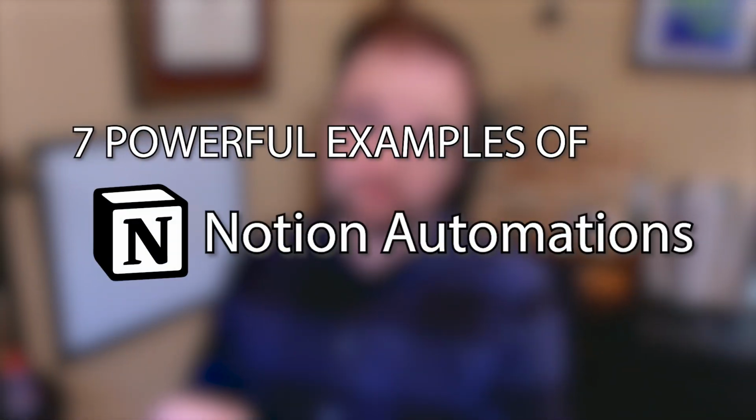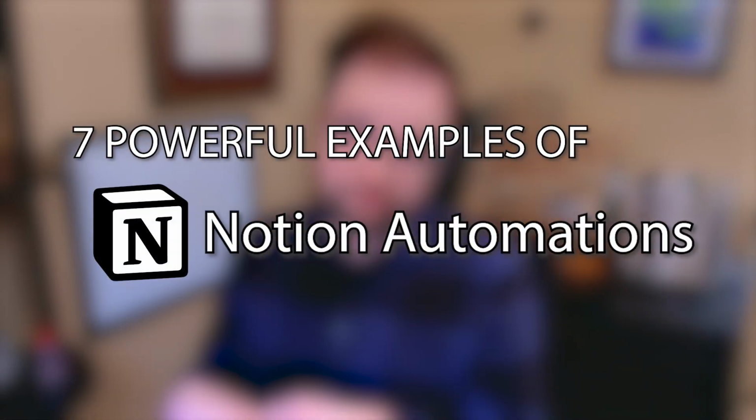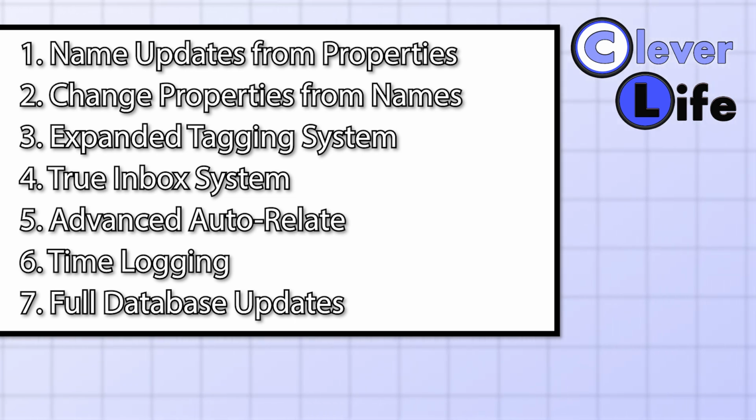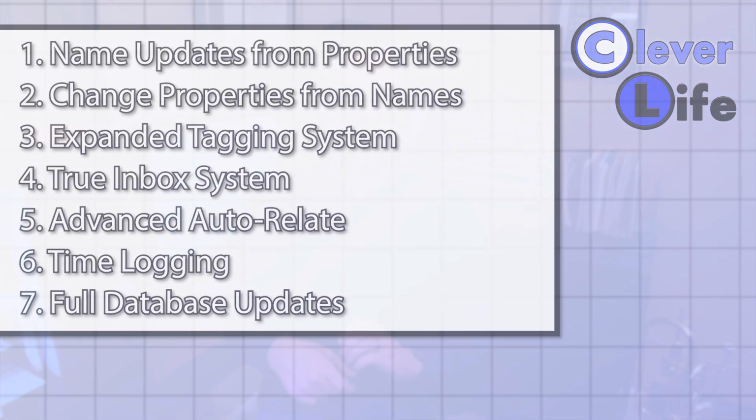So in this video, I'm going to give 7 different examples of what you can do with the Notion automations. What we're going to talk about in this video are these 7 elements on how to use automations in a very creative way. To show off these automations, I'm going to be using a template I've been creating for the last couple months. If you want access to the beta version of this template, you can at the link below.